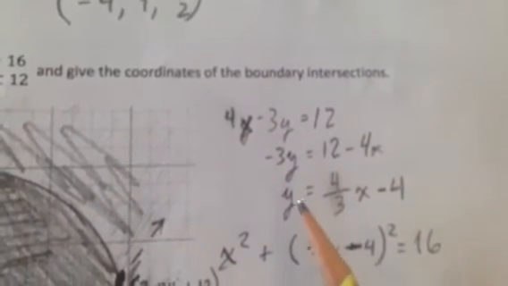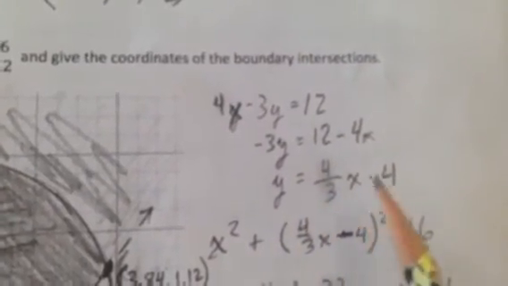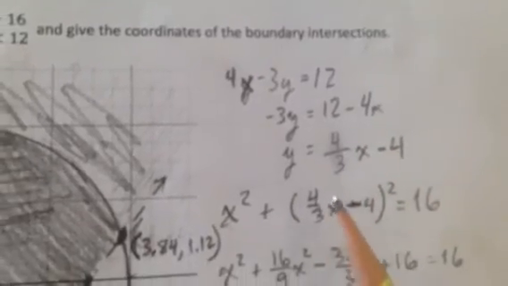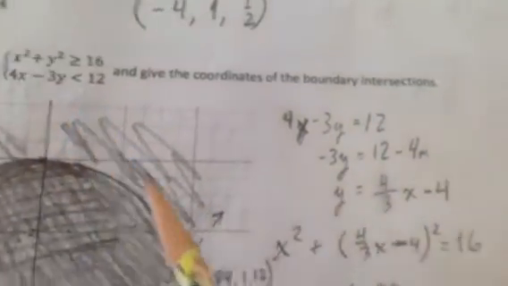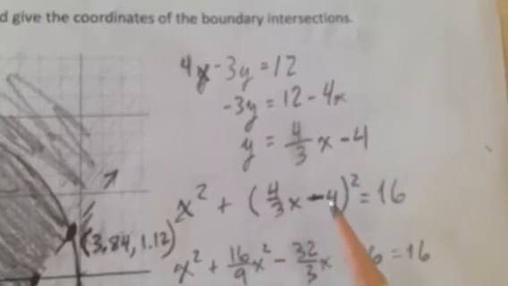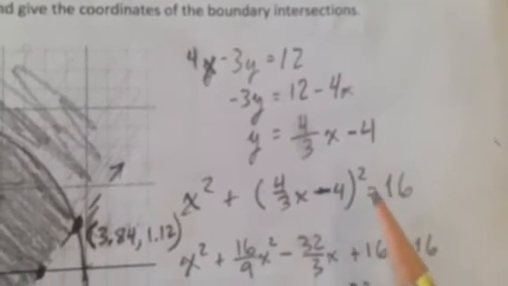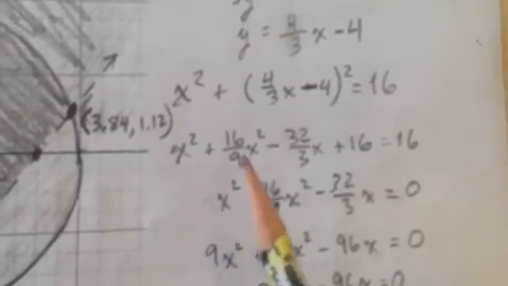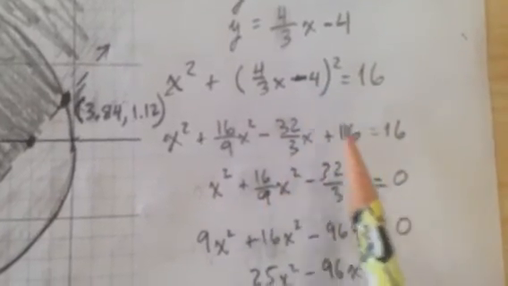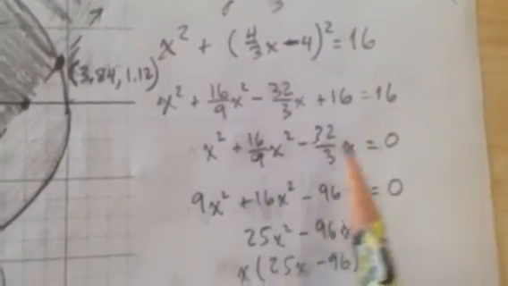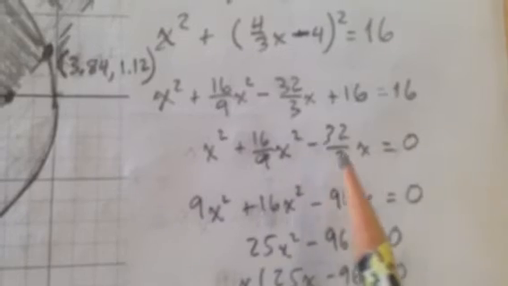I'm taking my linear equation and putting it into y equals, so I can use substitution. So now instead of x squared plus y squared, I got x squared plus (4/3 x minus 4) squared equals 16. I'm going to carry that out. Squaring that binomial there gives me all of this. I set it equal to 0. I got this scary looking equation.